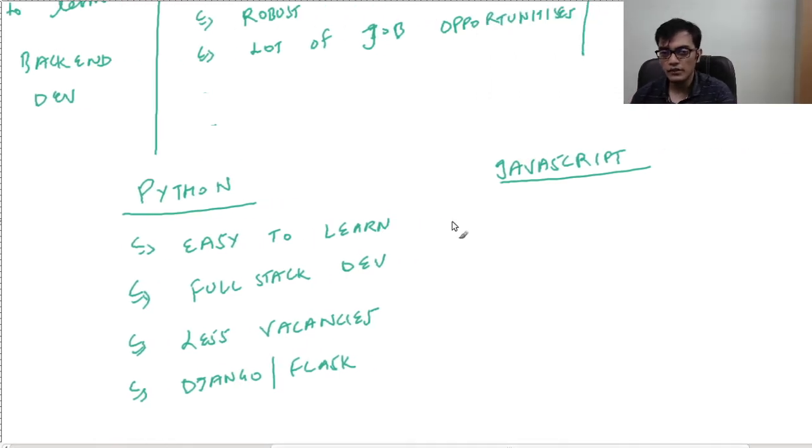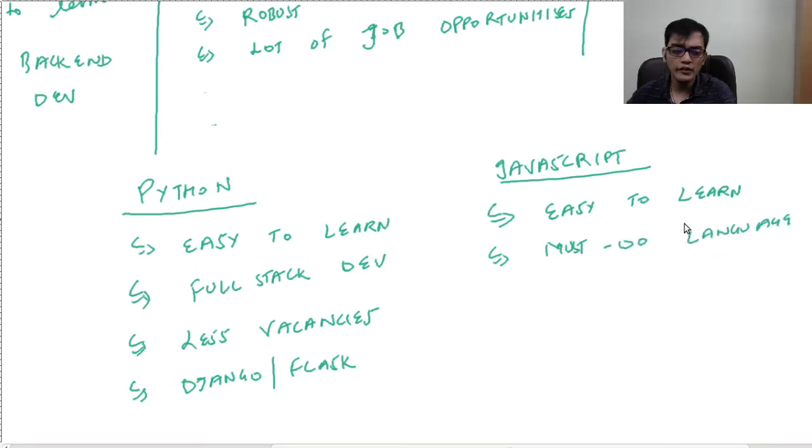Then finally we have JavaScript. JavaScript has a lot of advantages. The advantage is that it is easy to learn. Now JavaScript is kind of a must-do language. When I say must-do, it means that if you want to get into front end development or web development, then you will need to learn JavaScript, irrespective of whether you learn Python or Java. So JavaScript is kind of a must-do language which everybody should know if you want to get into web development.